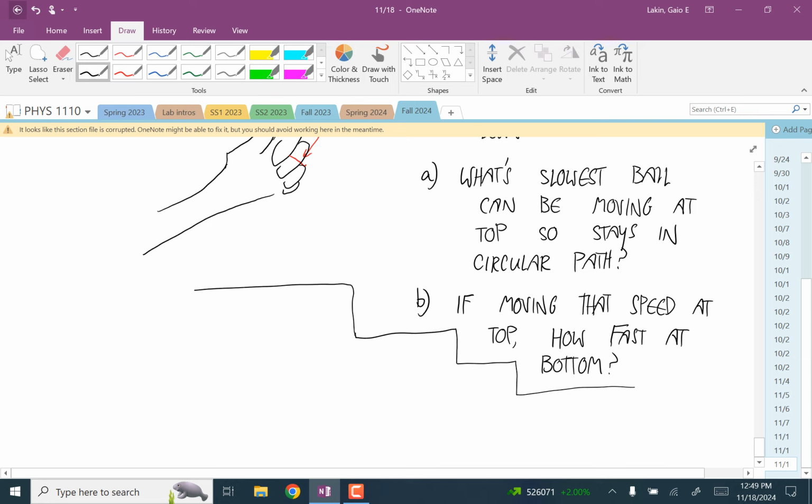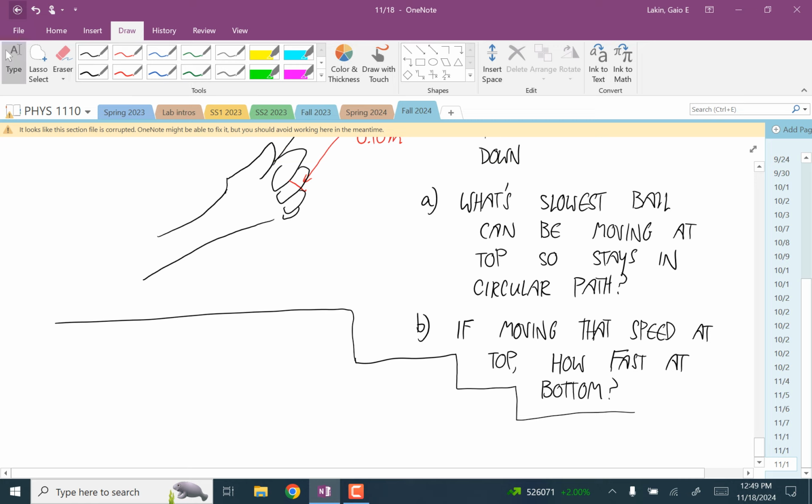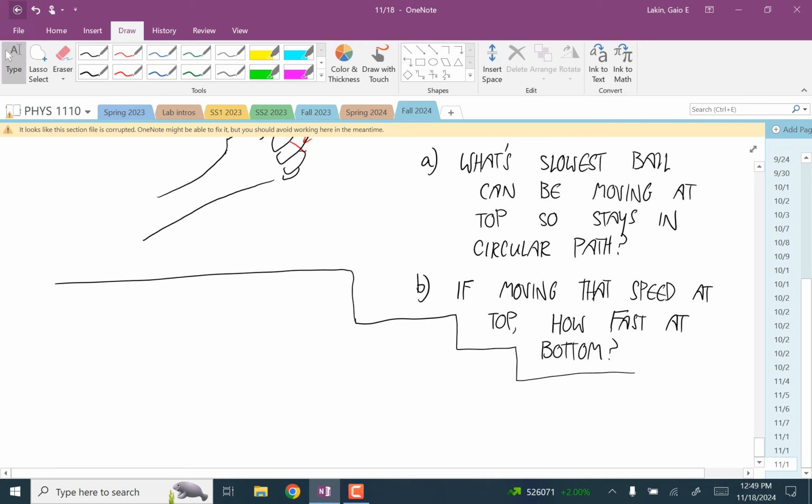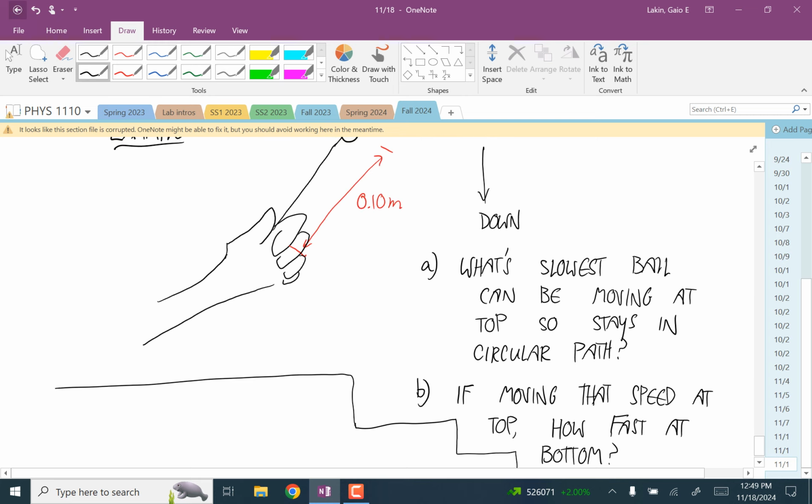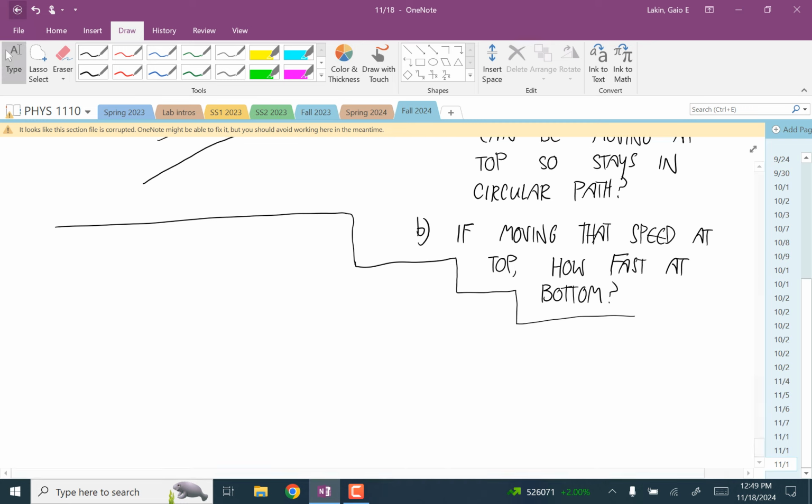Okay, we did a problem like this before, and somebody asked me, I went to the board, I think, and did a quick calculation to see how fast it would be going at the bottom. And somebody asked how I did that. We're going to do that with conservation of mechanical energy right now. And so first we're going to figure out, just using Newton's laws, what's the slowest it can be moving at the top. So this is just using a circular motion approach.